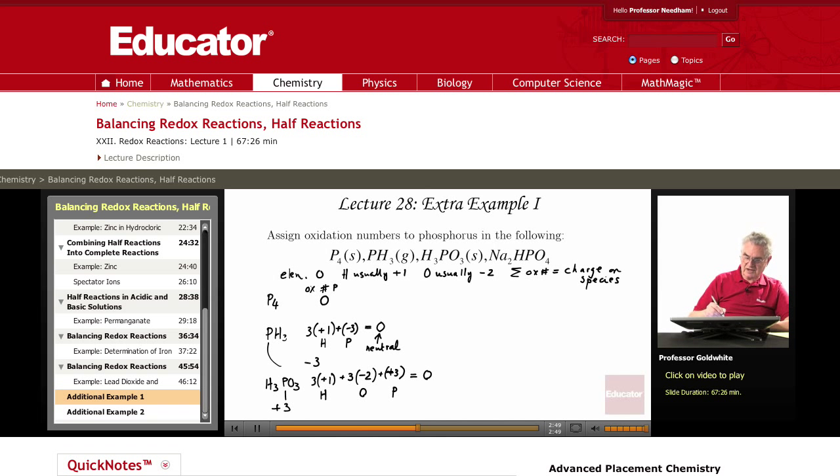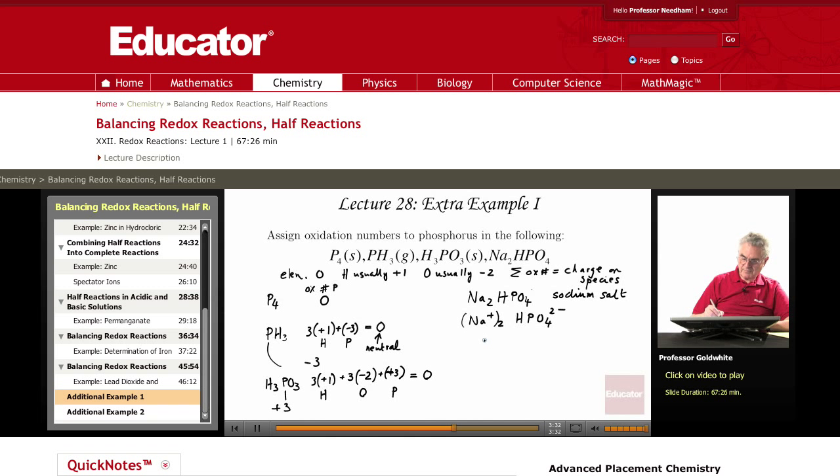Now let's tackle the last one. What kind of compound is this? It's a sodium salt. Sodium, group 1, +1 in all its compounds, and therefore the charge on the HPO4 ion must be -2. And now we can go about our job of assigning the oxidation number of phosphorus in this ion.